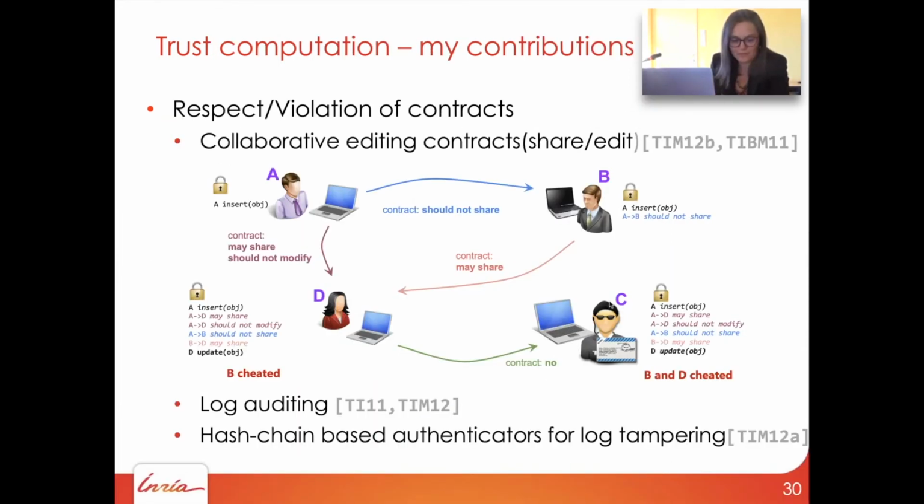In the context of the PhD thesis of He and Trong, co-supervised with Pascal Molly, we proposed a contract-based collaboration model where trust in users is established and adjusted based on their compliance to the contracts specified by the data owners when they share the data. Observation of the respect or violation of contracts is done by using a log auditing mechanism. Our contract-based collaboration model allows a specification of contracts, merging of contracts and modifications on the document, and also resolution of conflicting contracts. The model detects if the collaboration logs were tampered by relying on hash chain-based authenticators.